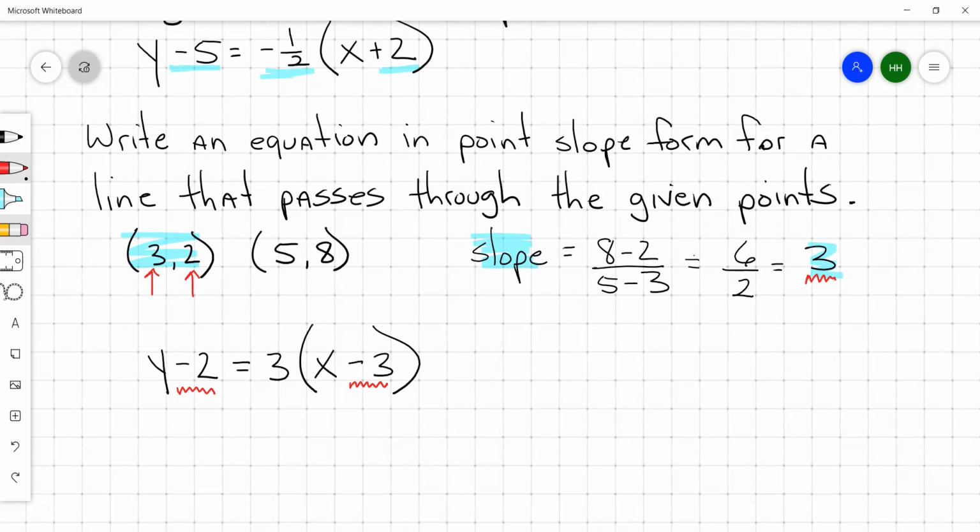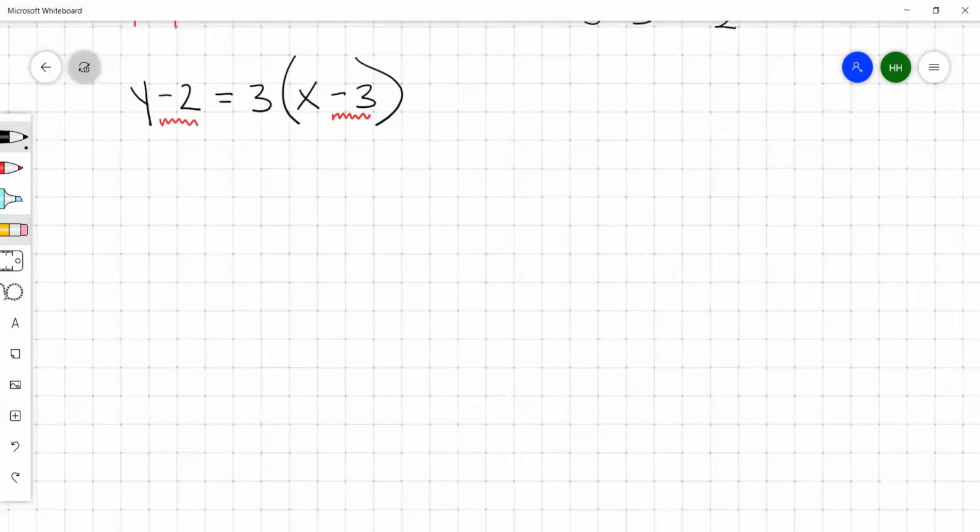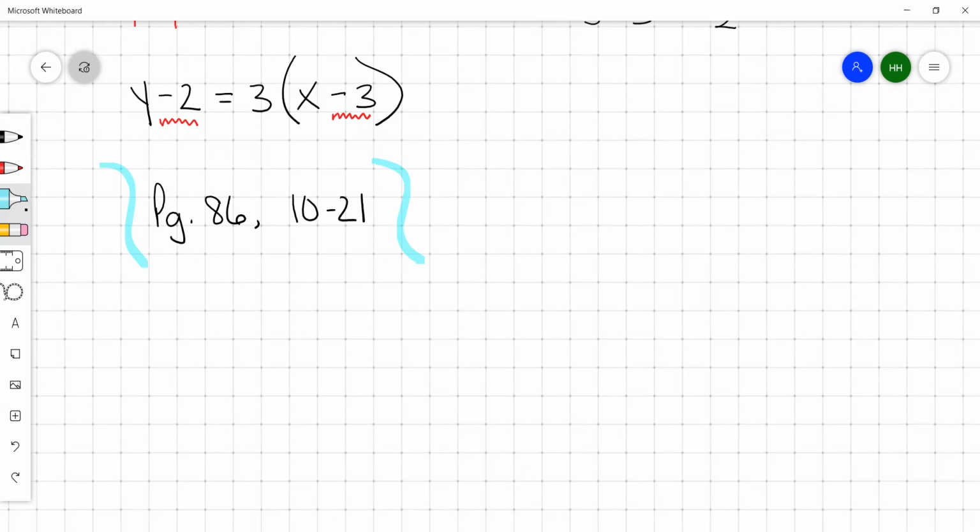All right, if you don't have any questions on writing lines in point slope form, then your assignment for today is on page 86. Problems 10 through 21. Page 86, problems 10 through 21. And if you give me a minute here, I'll get that posted, or I'll get it up on the wall for you.